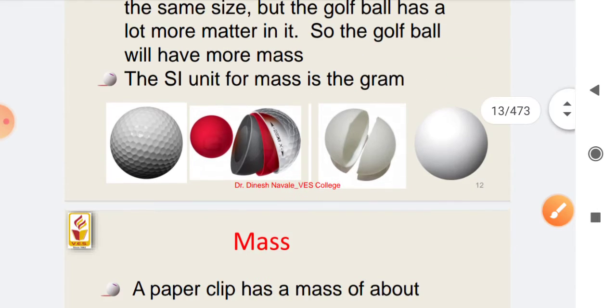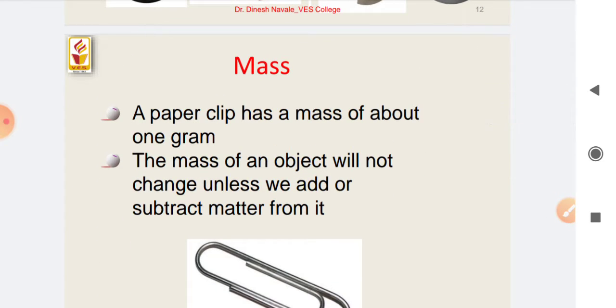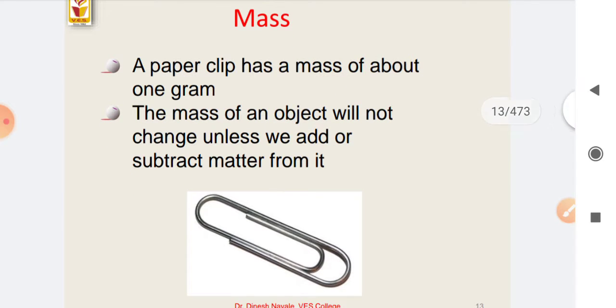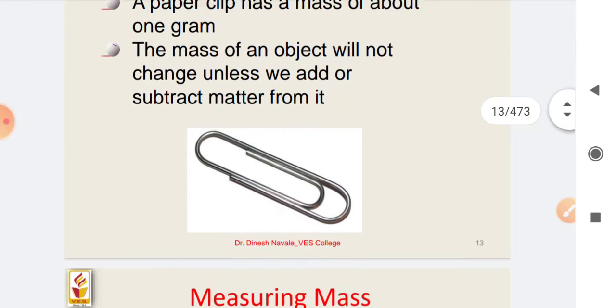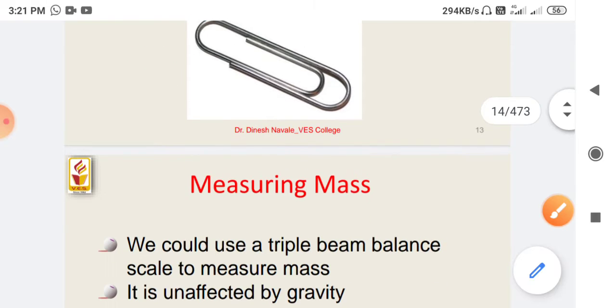So we can compare the mass of various objects, like a golf ball and a paper clip, which are quite different in their mass. The mass of an object will not change unless we add or subtract matter from the substance. So in order to change the mass of a given substance, we have to either add some amount of that substance, or remove that substance from the given system.